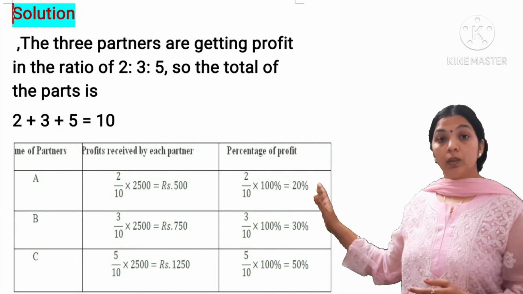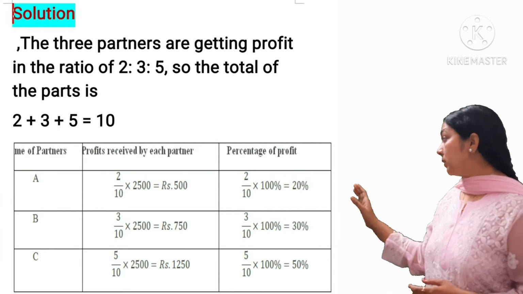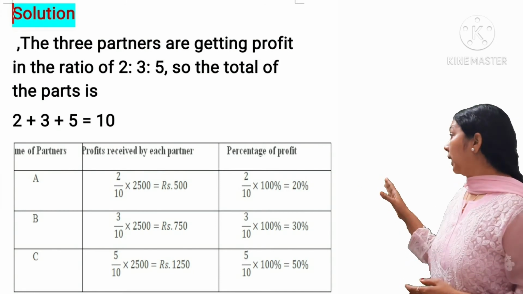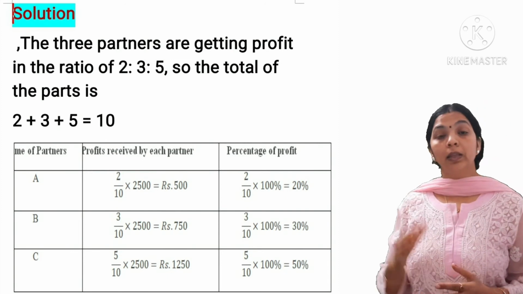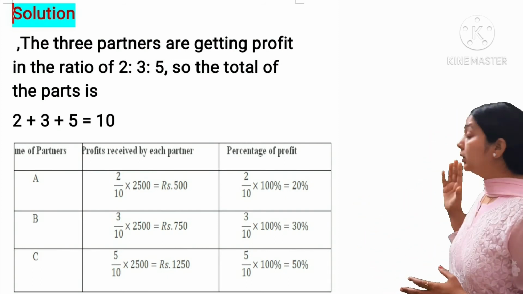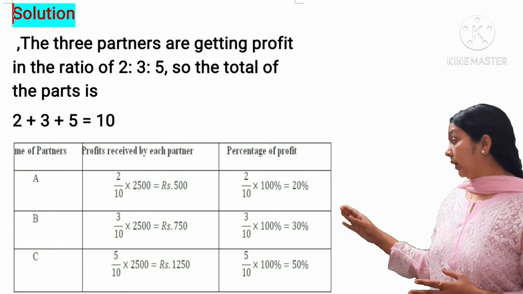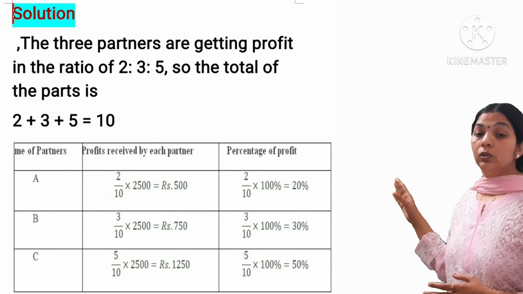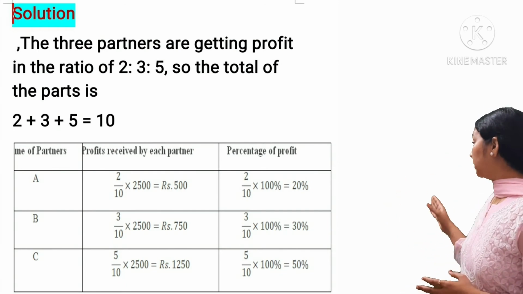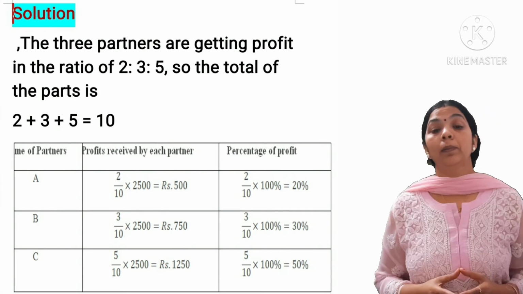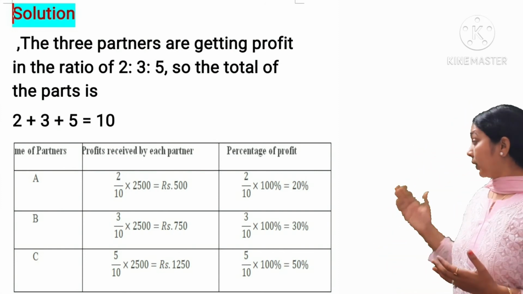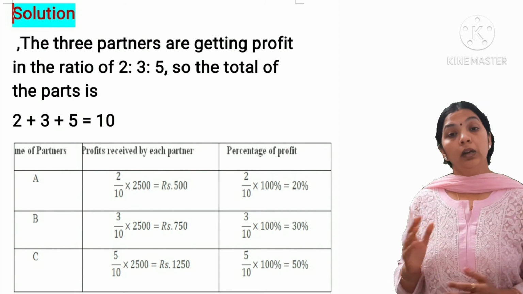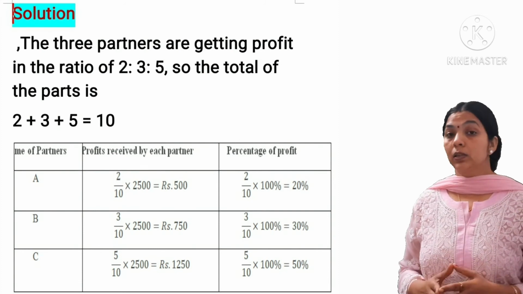Similarly, B got 3 parts out of 10 parts, and it would be multiplied by 2500 and it would result in 750. To convert it into percentage, we will multiply 3 upon 10 into 100. So it would be 30%. And for C, that is 5 out of 10 into 2500, so it would be 1250. And regarding percentage, again we will multiply by 100, that is 5 upon 10 into 100, it would result in 50%. That means A got 20% of the share, B got 30%, and C got 50% out of the profit.